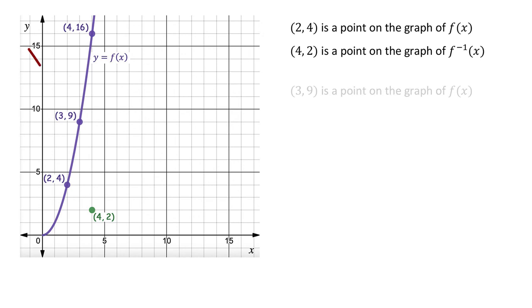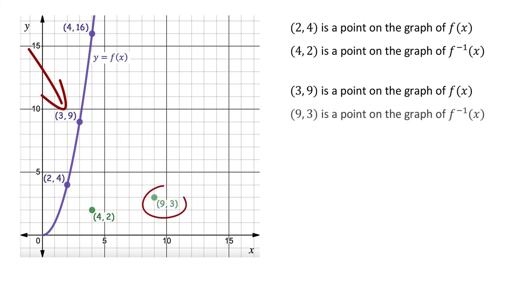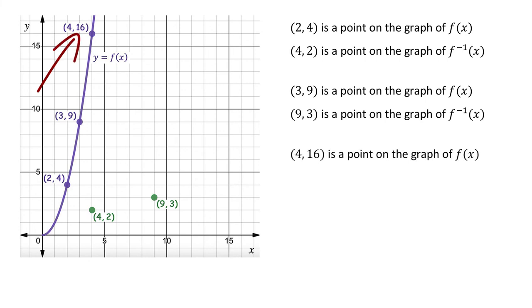Likewise, since (3, 9) is a point on the graph of f, swapping x and y gives us the point (9, 3) on the graph of f inverse. And since (4, 16) is a point on the graph of f, we can swap x and y to get the point (16, 4) on the graph of f inverse.